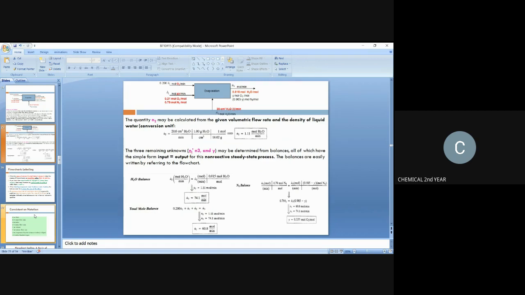Here is a simplified schematic diagram of the evaporator. The quantity N2 may be calculated from the given volumetric flow rate and the density of the liquid water: 20 centimeters cubed of water per minute, times 1 gram of water per centimeter cubed, times 1 mole divided by 18 grams. So N2 is equal to 1.11 mole water per minute.